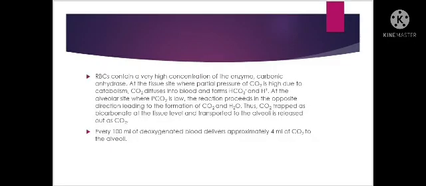RBCs contain a very high concentration of the enzyme called carbonic anhydrase. At the tissue site where partial pressure of carbon dioxide is high due to catabolism, carbon dioxide diffuses into the blood and forms bicarbonates and H plus ions. At the alveolar site where PCO2 is low, the reaction proceeds in the opposite direction, leading to the formation of carbon dioxide and water.